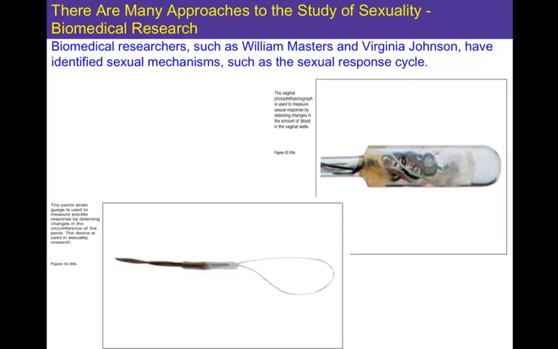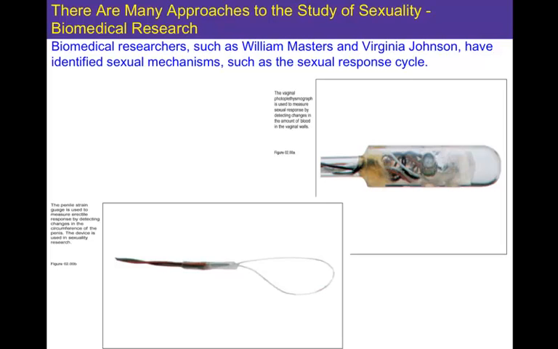Here you see two devices that they used. The one on the left is called a vaginal plethysmograph, and that was used to measure what was happening in the vagina during sexual arousal. They also used the device on the right, which is a penile strain gauge, to measure the amount of penile erection, and to get an idea of human sexual arousal on the male side through that device.